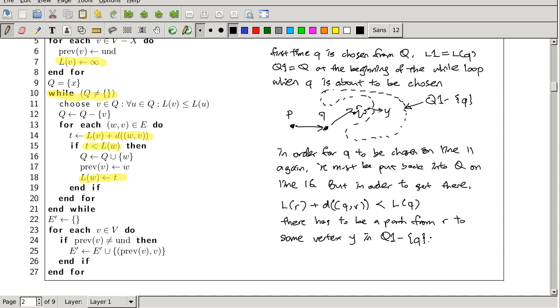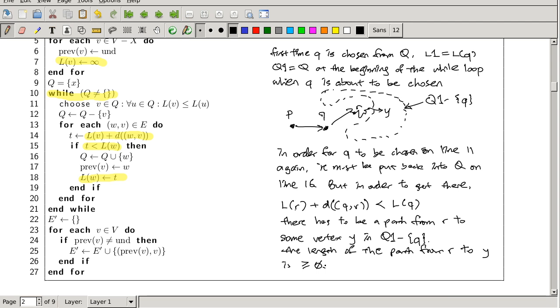But we know all edges are non-negative. So that means the length of the path from R to Y is non-negative. It is greater than or equal to 0, because we know all edges have a distance of at least 0. So that's pretty much the case.